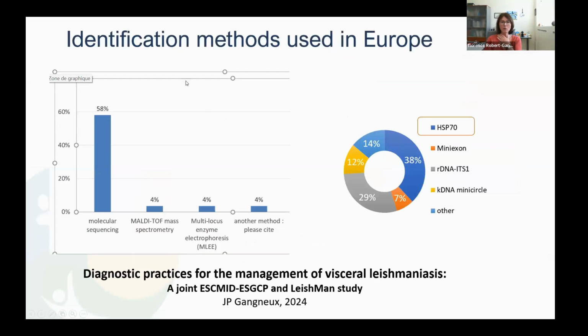And across the many centers who participated in the recent study last year, you see that molecular sequencing is adopted in more than 50% of centers. Only a few use MALDI-TOF. For example, in my center, we first try MALDI-TOF, but we always perform in parallel the sequencing of HSP70. The interest of MALDI-TOF is the rapidity to obtain the result. But now the preferred method in Europe seems to be HSP70.